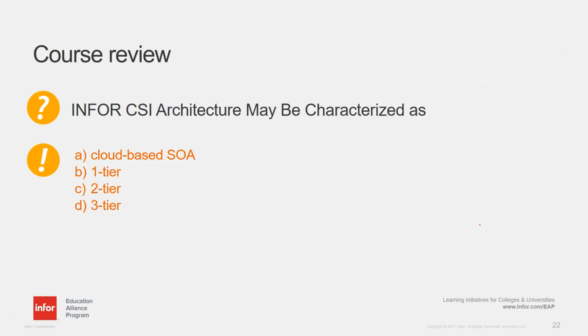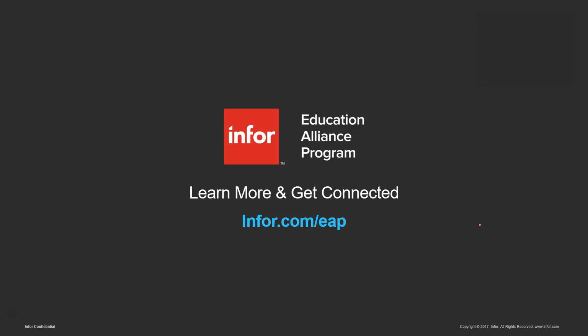Infor CSI architecture is characterized as: A, cloud-based service-oriented architecture; B, one tier; C, two tier; or D, three tier. Of course, that would be A, cloud-based service-oriented architecture. That has been our discussion of Chapter 2, Enterprise Resource Planning Architectures.